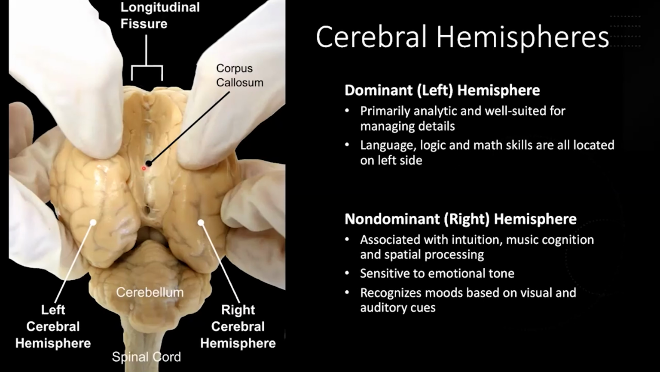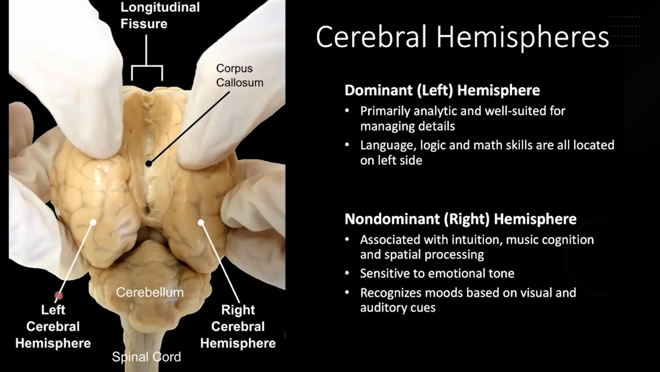This is very important. It is an interconnection between the two hemispheres. It's what allows the two hemispheres to communicate with each other. And you will see this again, also along with the cerebellum, which we will discuss later, and the spinal cord. Notably right now, let's look at the left and right cerebral hemispheres.